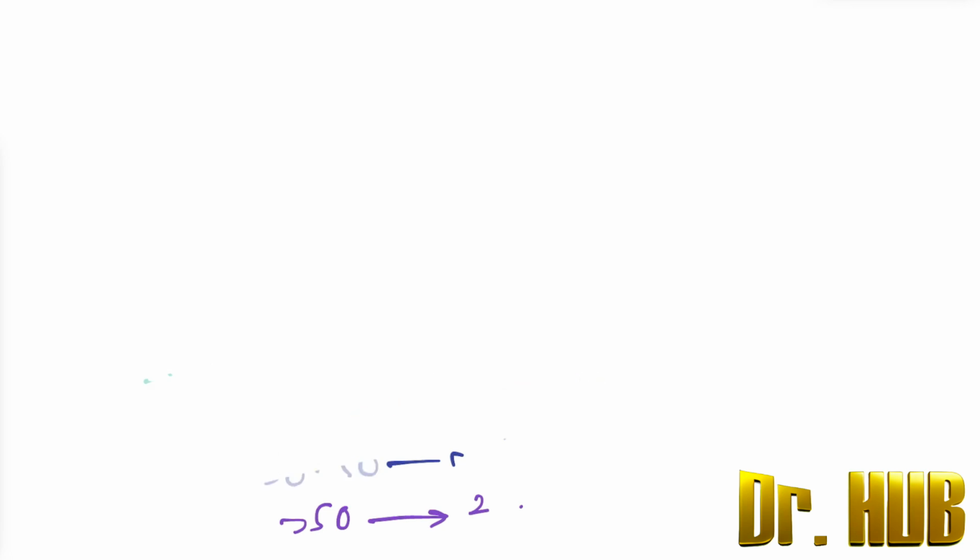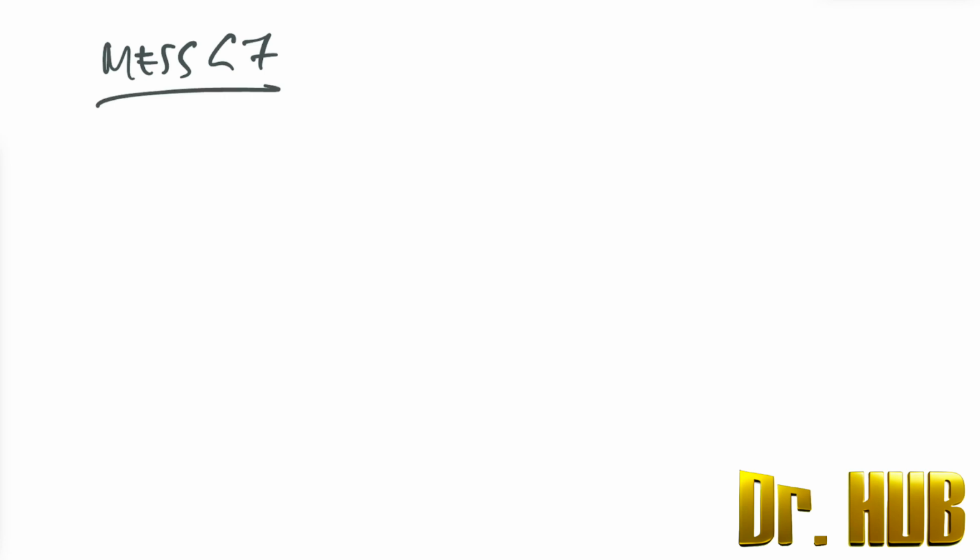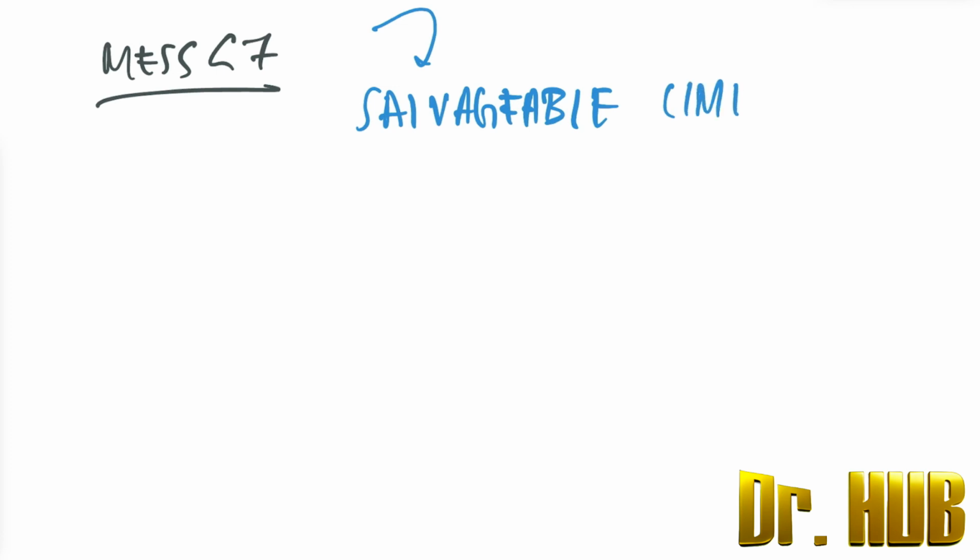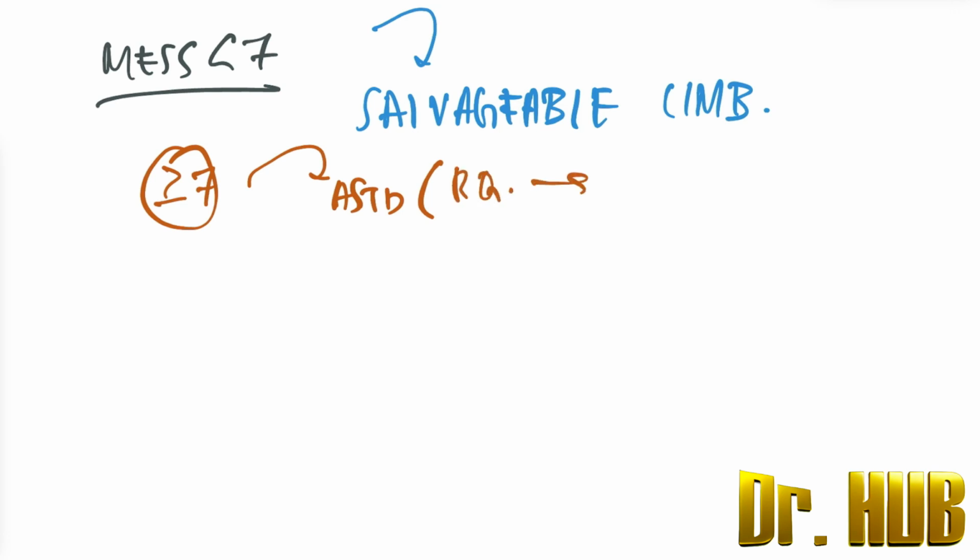Now when you are looking at the MES score, if the MES score is less than 7, it is usually associated with a salvageable limb. If it is greater than or equal to 7, it is usually associated with the requirement of limb amputation.